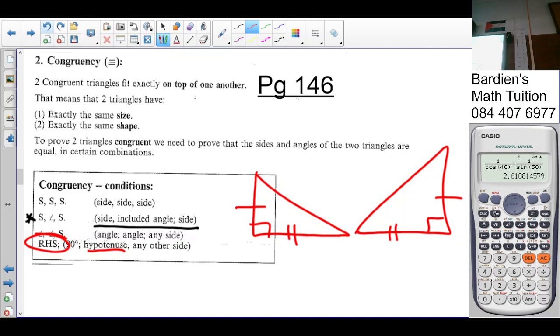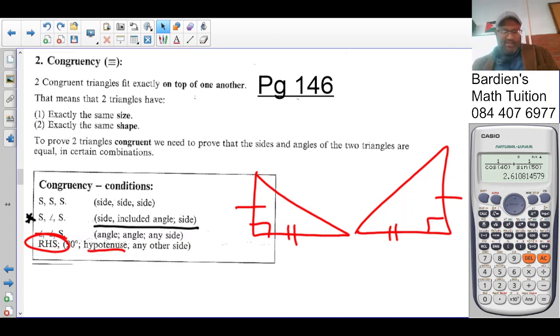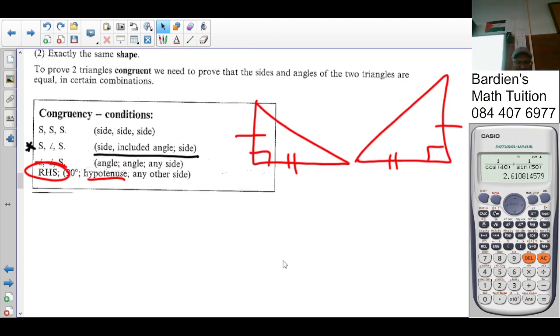So these congruency conditions are very important, people. Remember, when they ask you to prove something is congruent, we prove one of these four. And what are the four? Side, side, side. Side, angle, side. Angle, angle, side. And RHS, which is right angle, hypotenuse, side. So let's carry on.